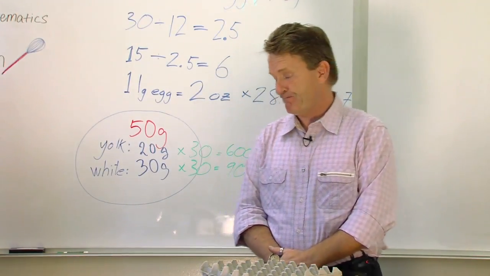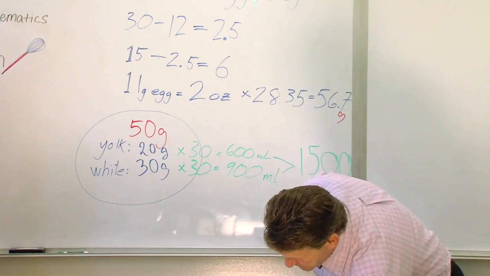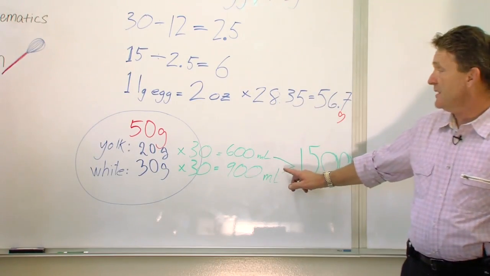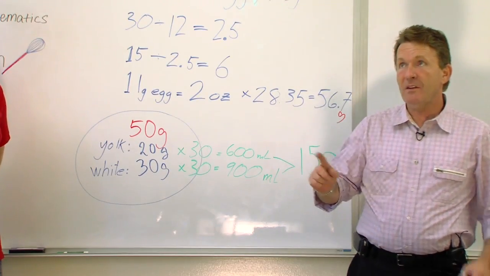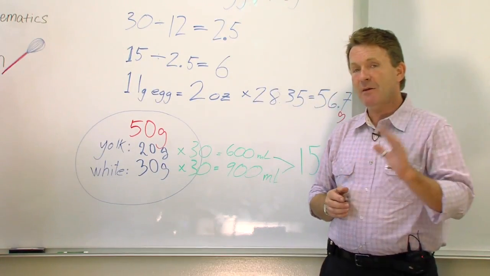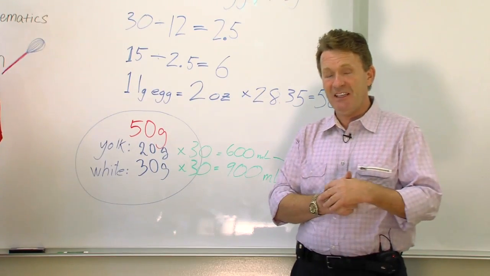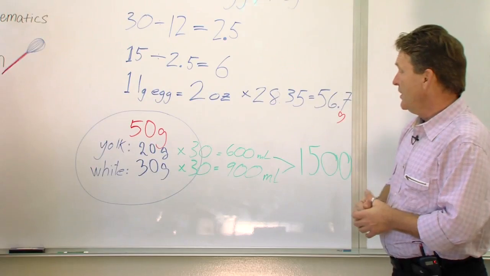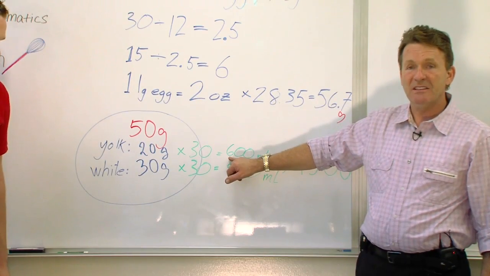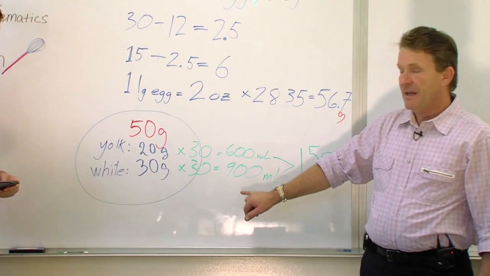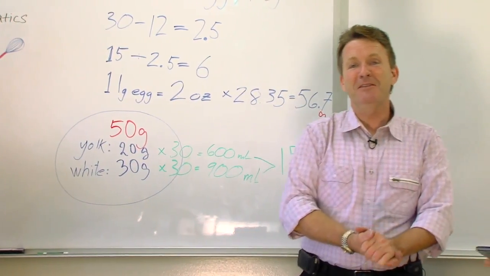Final exam question. So we figured out that there is 600 milliliters of yolk and 900 milliliters of white on one tray. Now, if you go back to the beginning, we realized that there were 6 trays in each half case, which equals 15 dozen. That was my question. So I multiply 600 times 6, which is 3,600 milliliters, and I multiply 900 times 6, which is 5,400 milliliters.